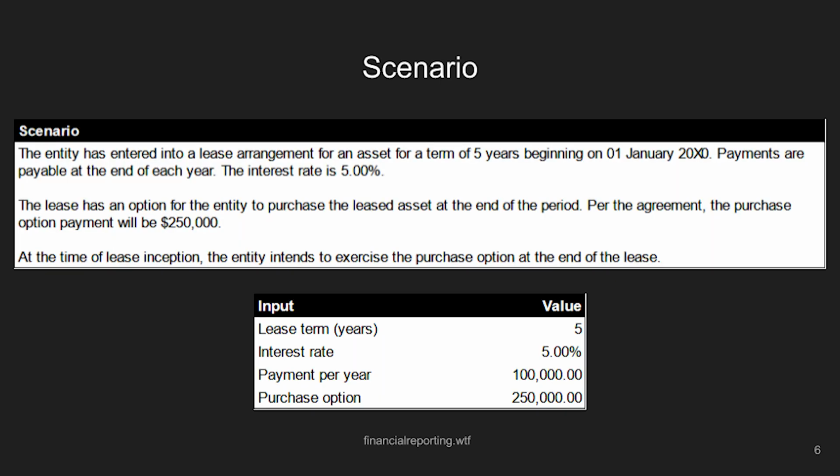We have an entity that has entered into a lease arrangement for an asset for 5 years. Payments are $100,000, payable at the end of each year. The interest rate is 5.00%. This lease has a purchase option for $250,000, which the entity is reasonably certain to exercise at the end of the period. This is payable at the end of the final year of the lease term. Now, how do we account for this?